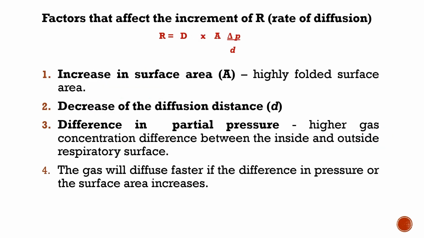So, the factors that affect the increase of R, which is the rate of diffusion. Number 1, increase in surface area, which is A, where a highly folded surface gives a larger area. Number 2, decrease of the diffusion distance. The shorter the distance, the quicker the rate of diffusion. Number 3, difference in partial pressure, where there is a higher gas concentration difference between the inside and outside of the respiratory surface. Number 4, the gas will diffuse faster if the difference in partial pressure or the surface area increases.